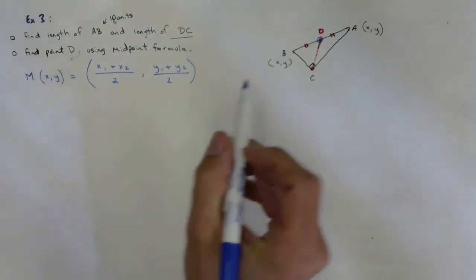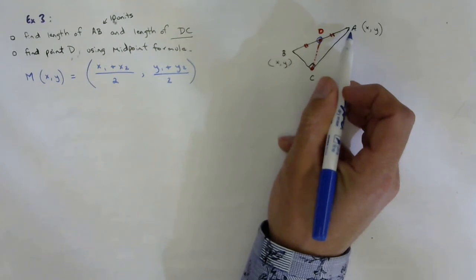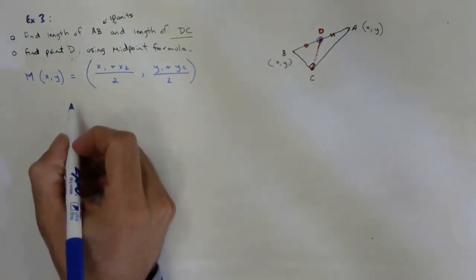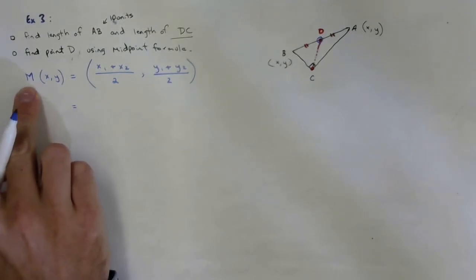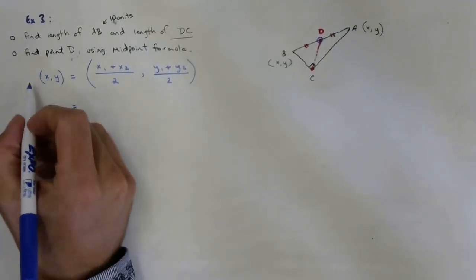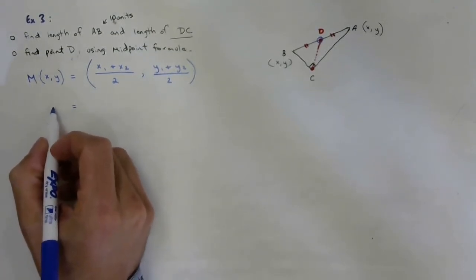Or sometimes you'll be given an endpoint and a midpoint and have to find the other endpoint instead. That's not this one yet. But for this section, finding D, I called it M over here. I shouldn't have done that, but I guess it's fine, because that's the general term. But we need the point D.